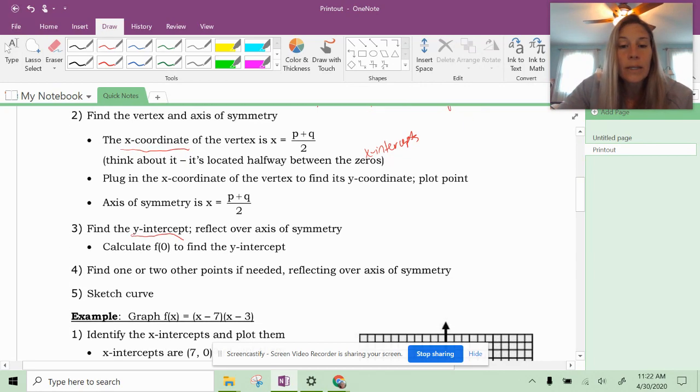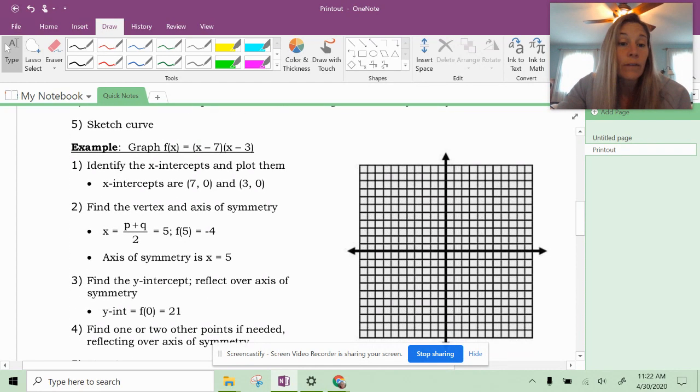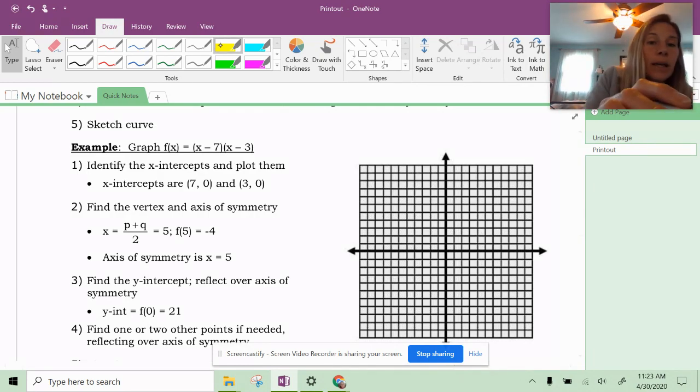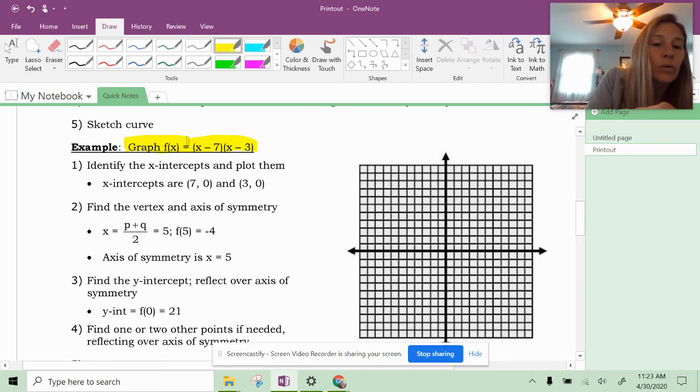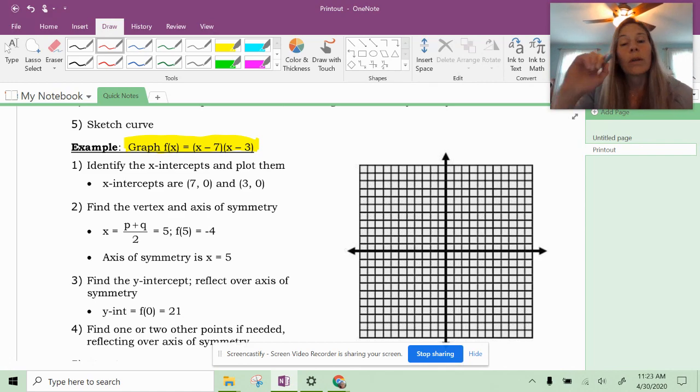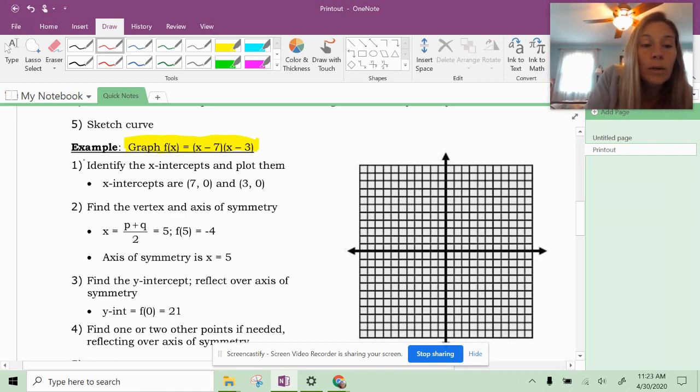Okay, so here's an example that's already done, or the information is there. I'm going to put it on the graph. So let's say, for example, this is our question: graph f of x equals (x minus 7)(x minus 3). That's the one they're using up at the beginning. So the first thing we're going to do, step 1, is identify the x-intercepts and plot them.